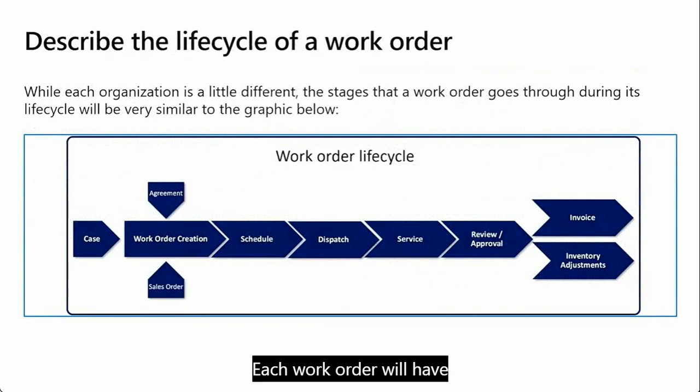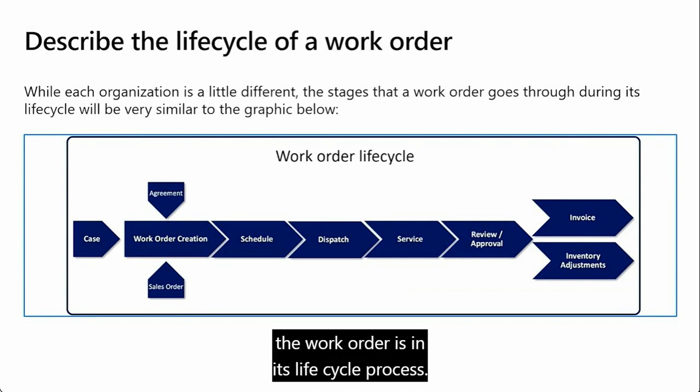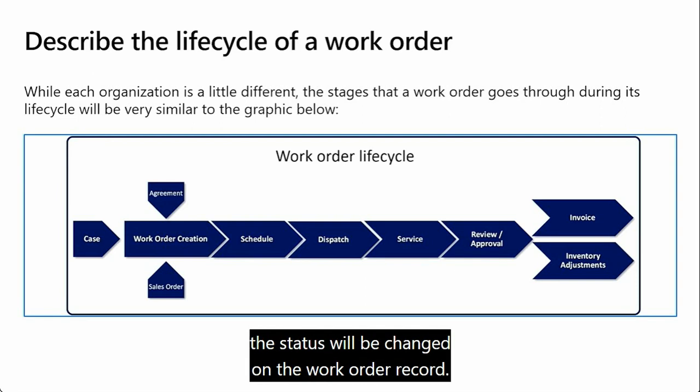Each work order will have a status that defines the current state of the work order. The status lets us know where the work order is in its lifecycle process. As the work order goes through its lifecycle, the status will be changed on the work order record.